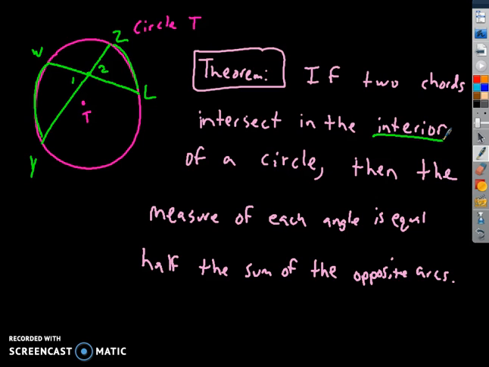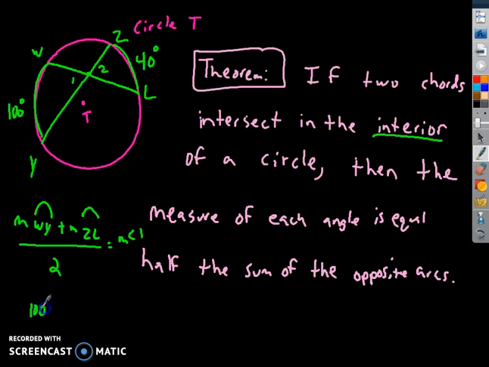Let's say this arc is 100 degrees, and let's say this arc is 40 degrees. So one is smaller than the other. What I know is the measure of arc WY plus the measure of arc ZL, divided by 2, equals the measure of angle 1. So 100 plus 40, divided by 2, equals the measure of angle 1.